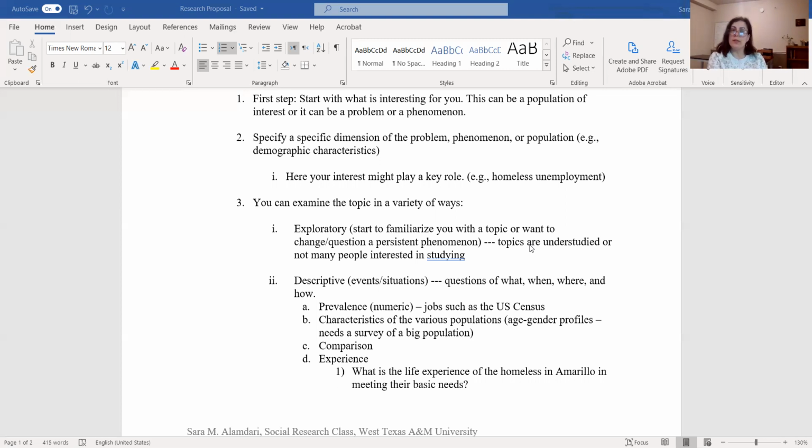You may also be interested in describing the lived experience of the population of your interest. I may say I'd like to know about the living experience of the homeless population in Amarillo, to see how they survive on the streets or how they meet their basic needs.